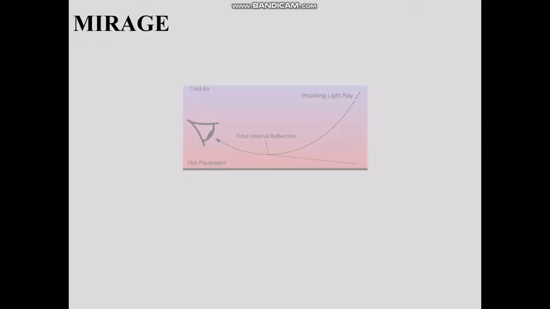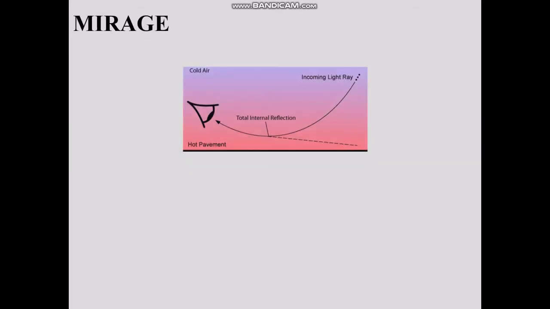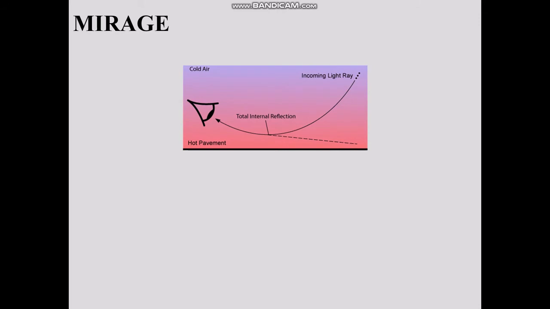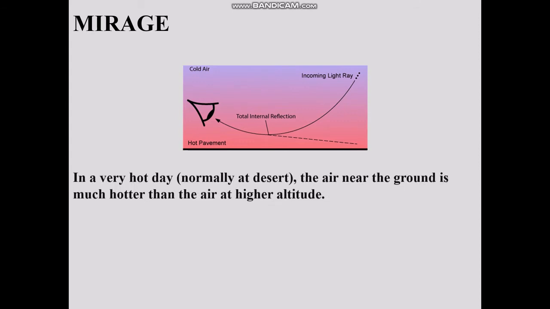Another interesting phenomenon occurring due to total internal reflection is mirage. What is mirage? Mirage is the appearance of finding water. It occurs in the desert region. A person, when moving in the desert, feels that there is water far away, but that water is never found. So let's see what happens.